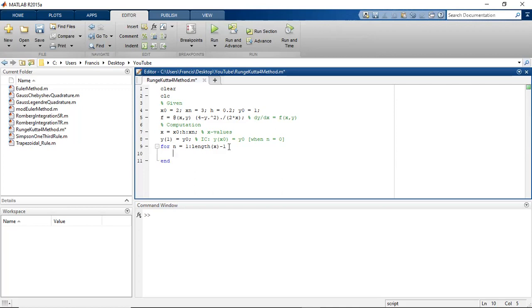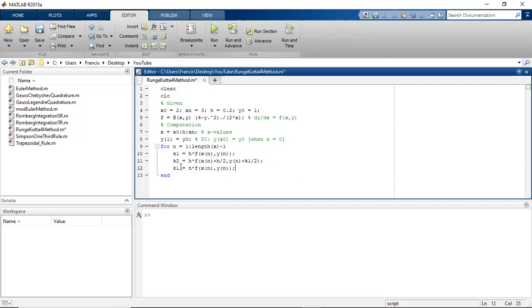We first of all need to compute k1. How do we find it? It is h times f of x_n, comma y_n. That's k1. For k2, let me just copy this. It is h times f of x_n plus h over 2, and at y_n, we are adding k1 over 2.